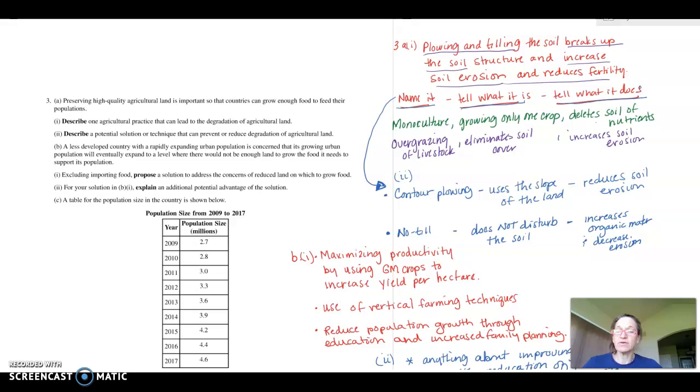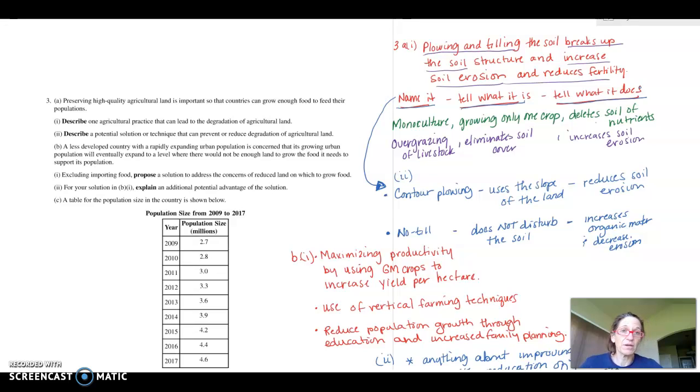And so here, go back to land use. When we looked at land use, I would not worry about memorizing all of them. I would hang on to a few of them for situations like this, so you can capitalize on the ones you really feel comfortable with. One example would be contour plowing. This is using the slope of the land to reduce soil erosion. Another would be no-till, not disturbing the soil, which increases organic matter and decreases soil erosion.